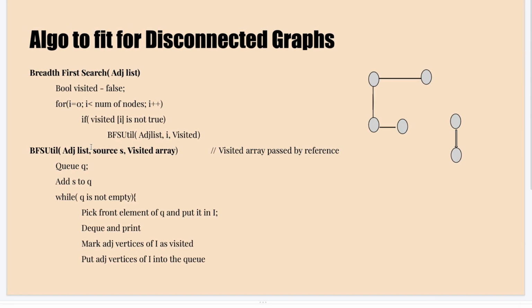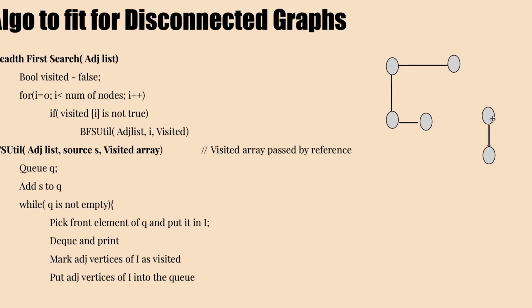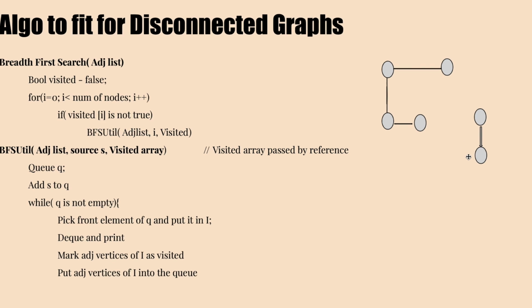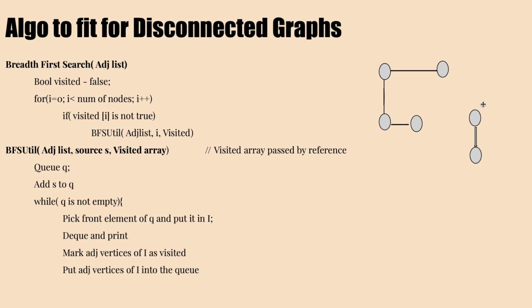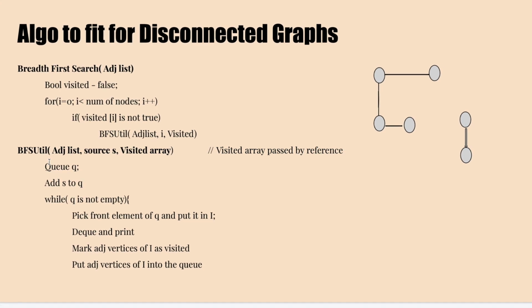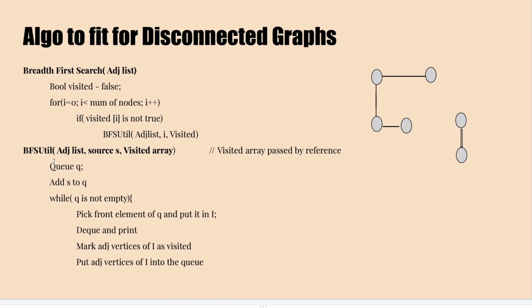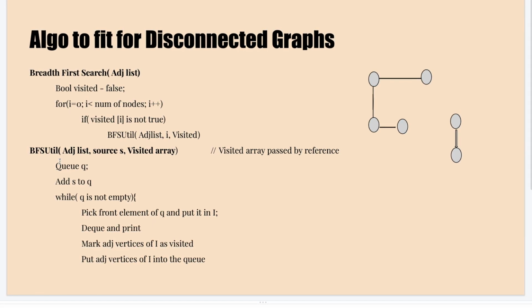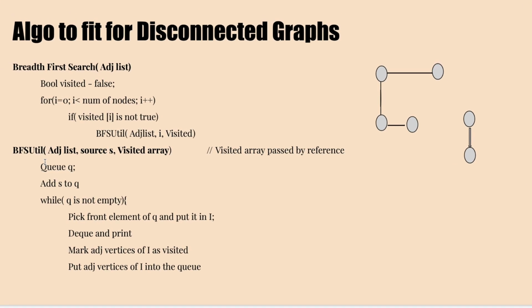And then we go back to this. We take another source vertex, which is a vertex from another subgraph of the graph, and then we pass it to the BFS util. This goes on till all the vertices of the graph are visited, and then we exit from the algorithm. Let's just see a small example.